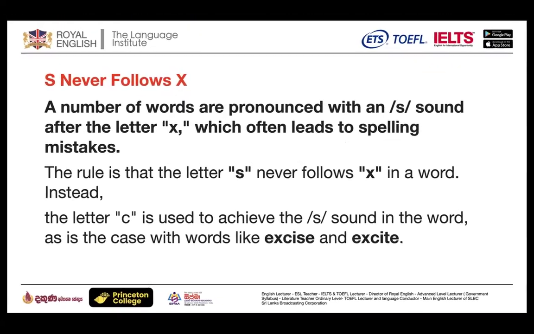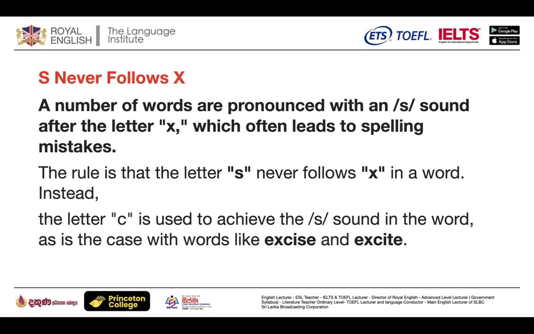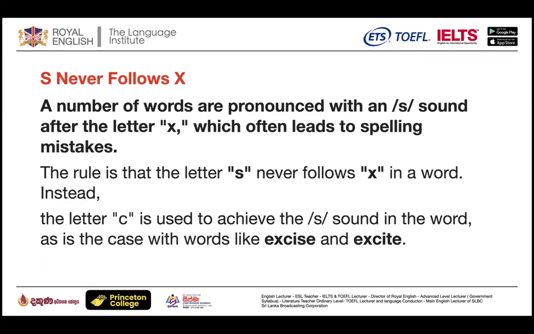S never follows X. A number of words are pronounced with an S sound after the letter X, which often leads to spelling mistakes. The rule is that the letter S never follows X in a word. Instead, the letter C is used to achieve the S sound, as is the case with words like exercising, excite, likewise. So let's go for the next one.